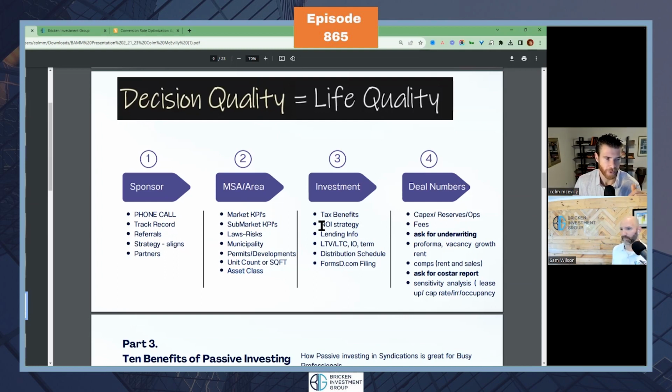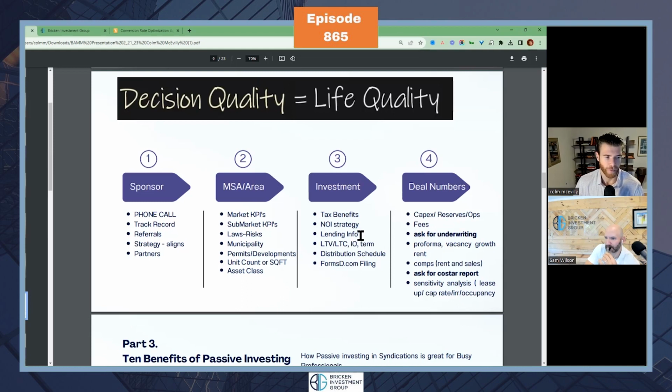The NOI strategy. So what's the strategy they're implementing to increase the net operating income? What's the lending info? This is crushing people right now. There's $1.5 trillion of debt that's about to come up at the end of its term. What are those people going to do if the income or the worth of the property is actually less than what it needs to be in order for them to get new debt? Maybe if their DSCR is 1.0, they're not going to be able to get new debt, so they might have to sell.